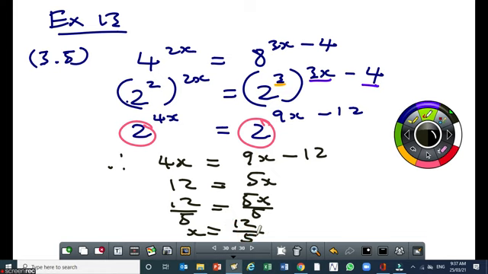Any question? Yes? Can you speak up, please? In some cases, do we simplify such an equation and convert it to a decimal? Simplify what?